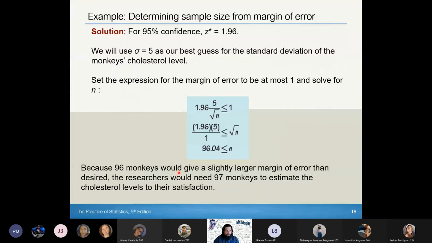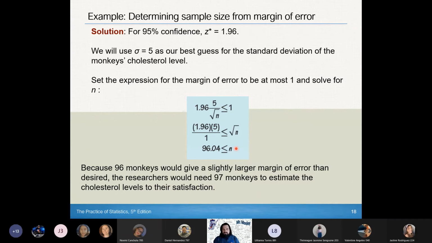Because 96 monkeys would give a slightly larger margin of error than desired, the researchers would need 97 monkeys to estimate the cholesterol levels to their satisfaction. And again, this is due to this being an inequality. I cannot use any value less than 96.04, which 96 is less than that, so it's not a viable option. I must go up. So we go to 97.